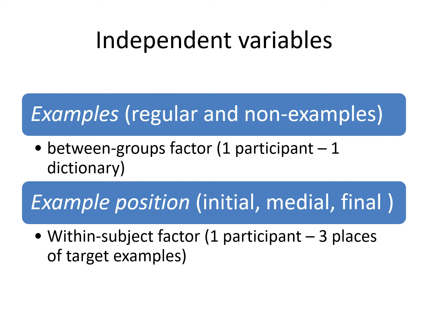There were 2 independent variables in the study: example types with 2 levels, and the target example position in the entry with 3 levels. The former was a between groups factor, as each subject had access to only one test version, with regular examples or non-examples. The latter was a within subject factor, because each participant consulted entries where target examples were given in 3 places in equal measure.